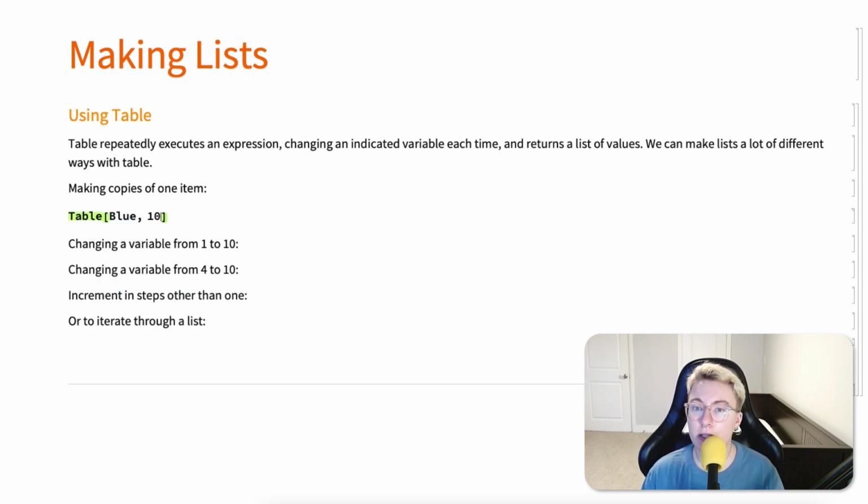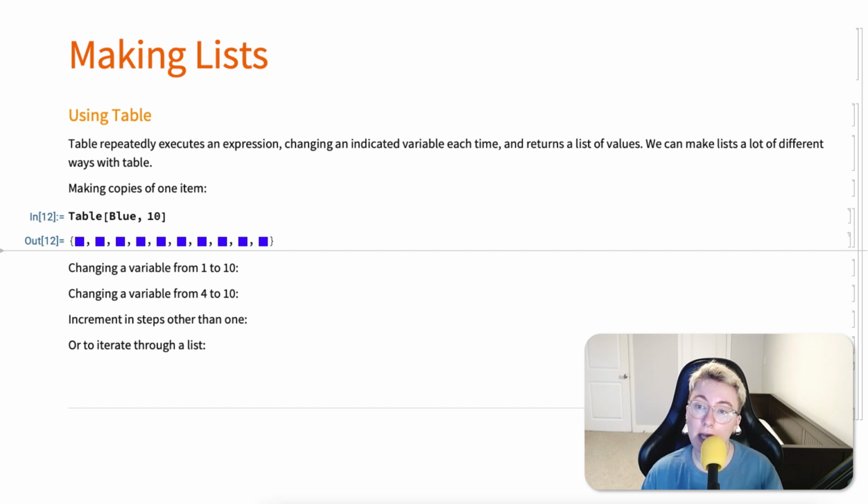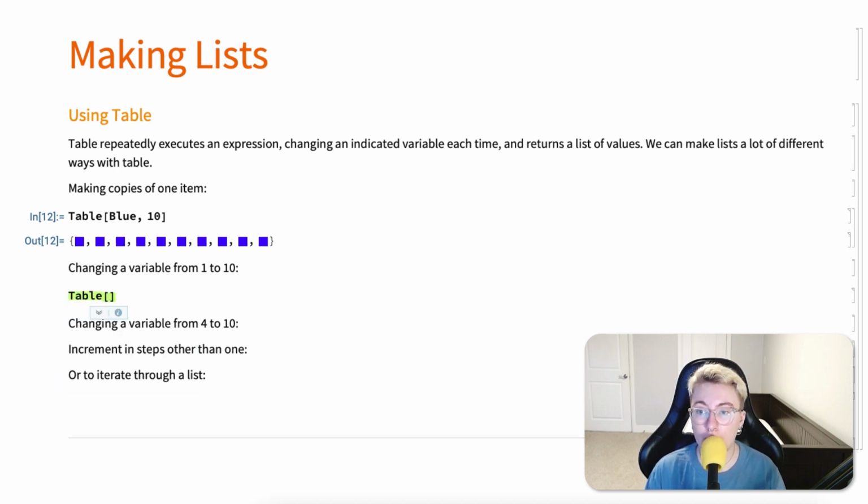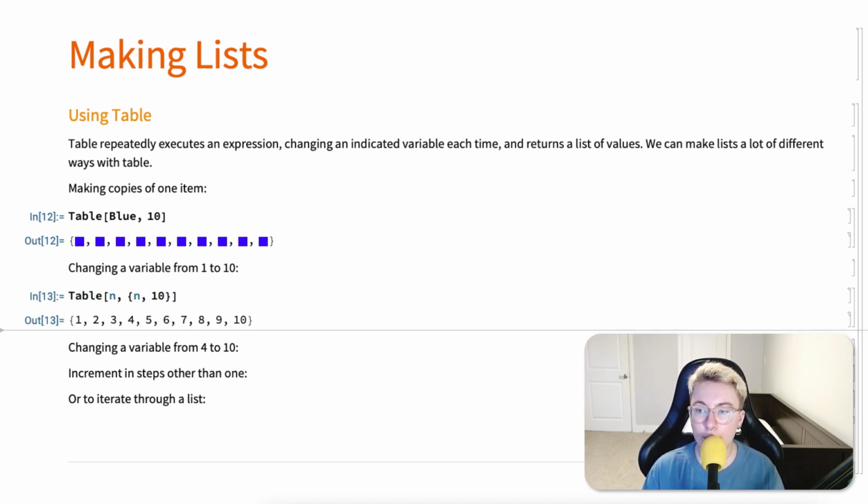So if we set our first argument to the color blue and the second to the number 10, we can get a list of the color blue 10 times. Table is more flexible than range in that we can set a variable that we're changing for each evaluation. The first 3 examples of this work similarly to range, but with the addition of a variable. If we have the variable n somewhere in our expression in the first argument, we can then make our second argument a list, where we first indicate the changing variable and then what number we want that variable to go up to. For this example, we'll end up with just a list of numbers from 1 up to 10.